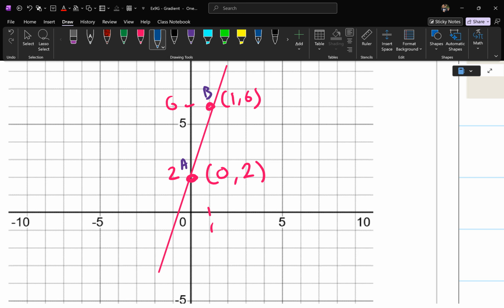Now, if you think about it, can you see how far did I have to go across by? I have to go across 1 unit. And then how far do I have to go up by? So from 2 to 6. That's 4 units there. Can you see that? From 2 to 6 is 4 units. And then this one was from 0 to 1. That's why when you write out the gradient, doesn't it make sense? Rise over run. Rise is 4, and you ran across by 1, which is why it's 4.